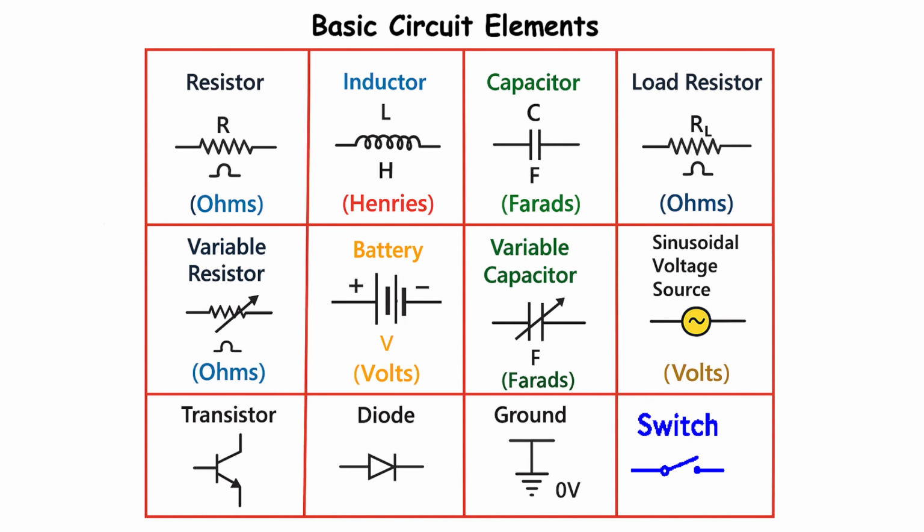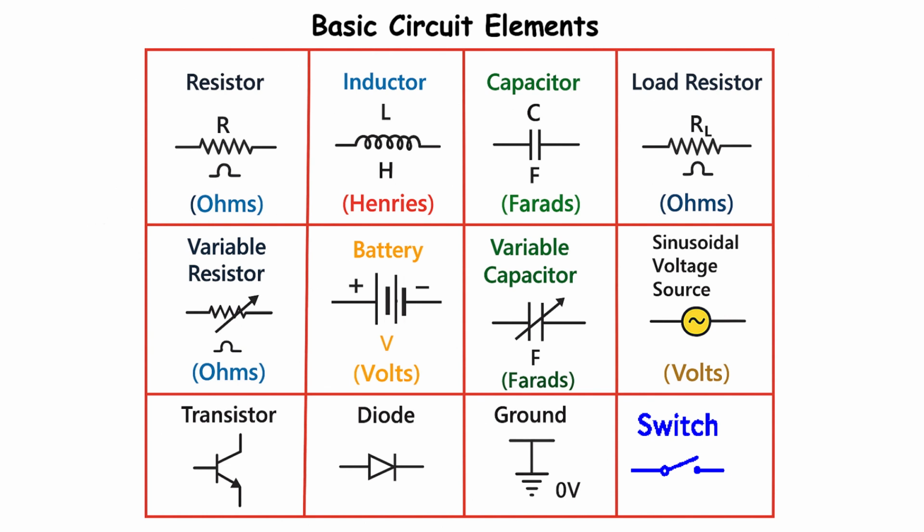This next symbol is for ground. Ground is the common reference point in a circuit. It is defined as having 0 volts. Think of it like sea level when measuring the height of mountains. All other voltage measurements in the circuit are made relative to this ground point. So when we say a point is at plus 5 volts, we mean it's 5 volts higher than ground. It's also a critical safety feature.